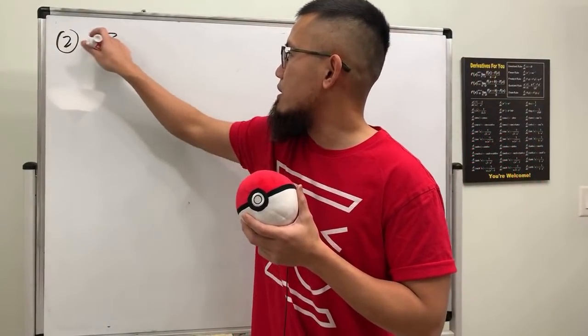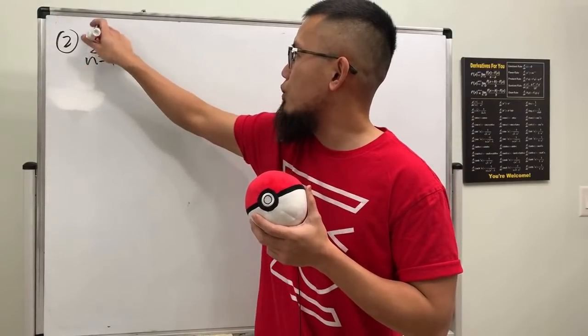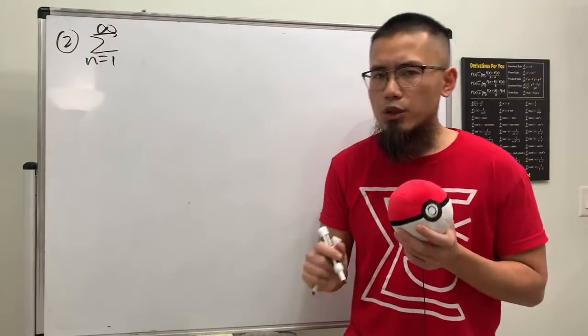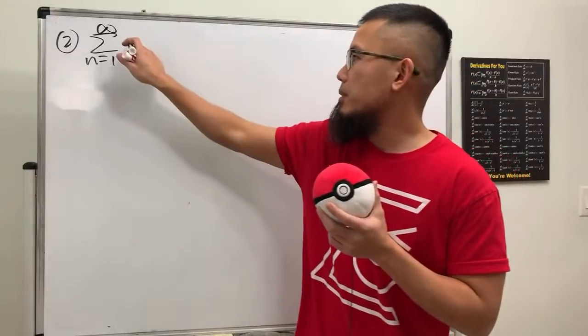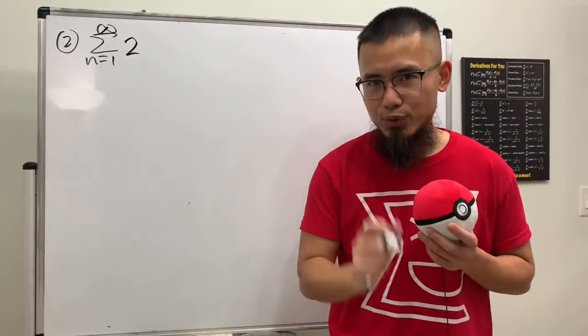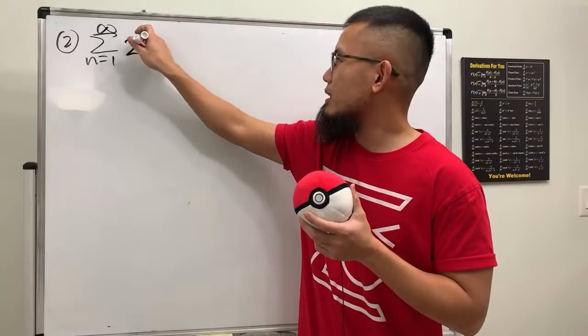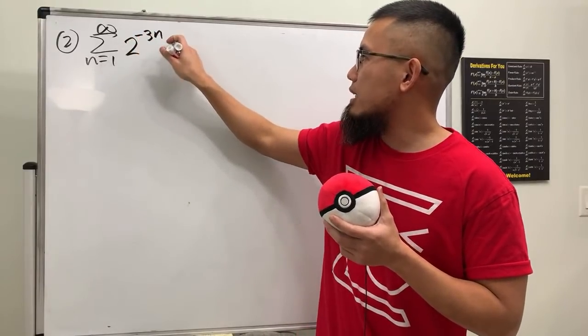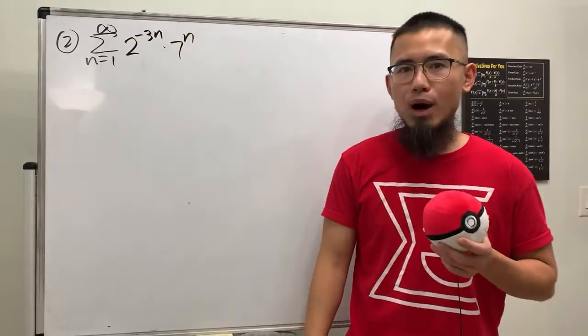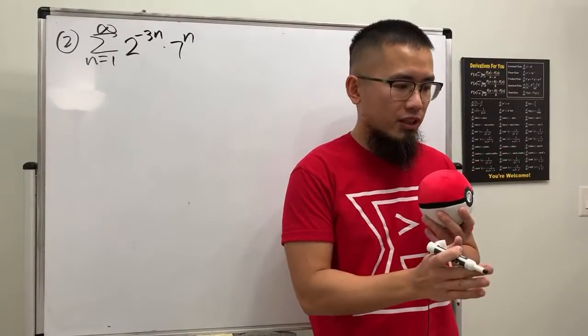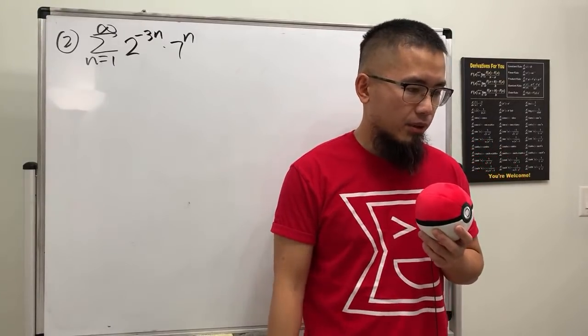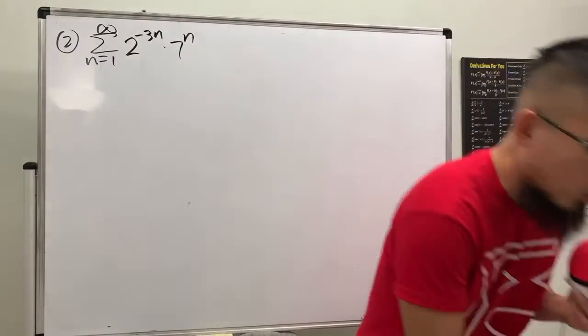Here we have the series as n goes from 1 to infinity. This right here looks a little bit intimidating, but it doesn't really matter. 2 to the negative 3n times 7 to the nth power. So I'm going to look at the chart and see what you guys have. Do you guys have any suggestions on this one?